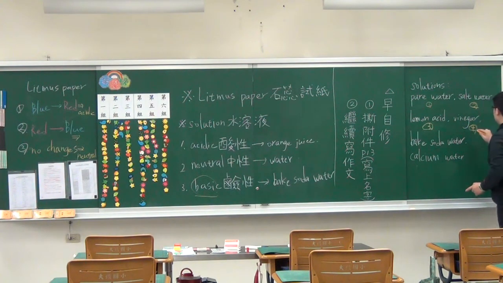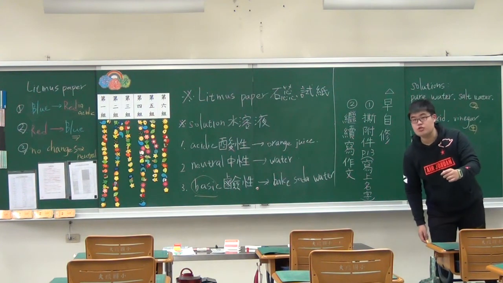Number 4 here, vinegar. So does vinegar change the color? Yes or no? Yes, right? And what kind of color change does vinegar cause? From blue to red or red to blue? Blue to red. So is vinegar acidic or basic? Acidic, yeah, right. So vinegar is a kind of acidic solution.